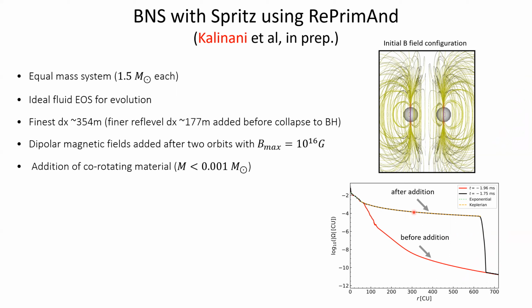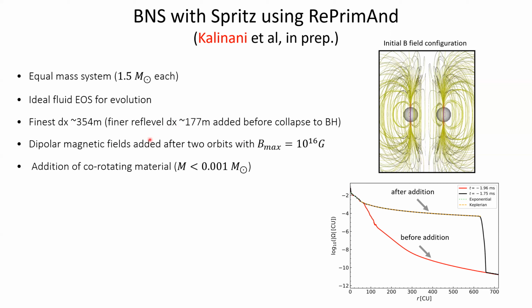These are standard Lorentz initial data. As I said, an ideal fluid equation of state was used in the evolution. This run was using quite a coarse resolution on the finest grid, but then more refinement levels were added just before the collapse of the core after the two stars merged.